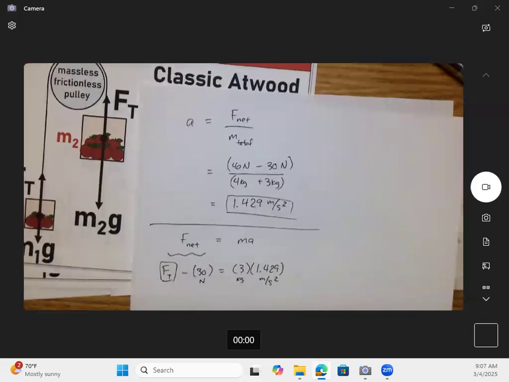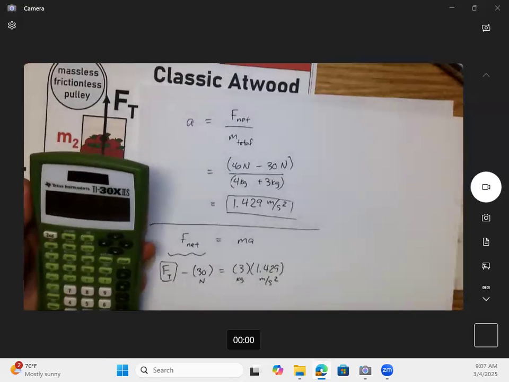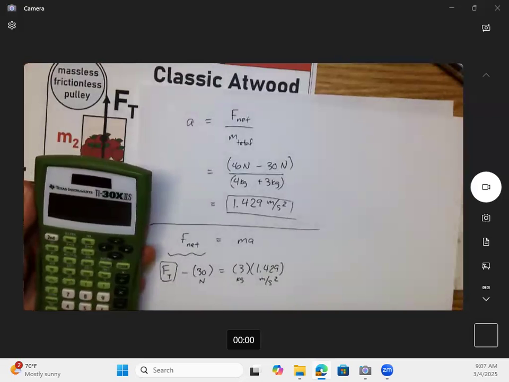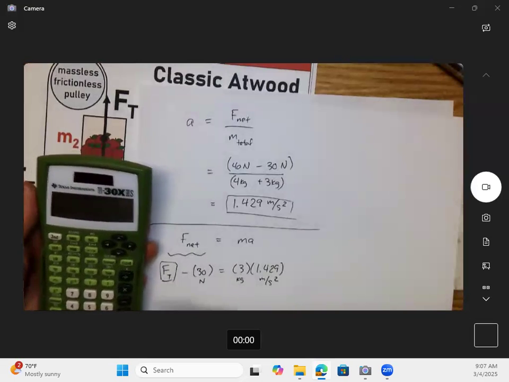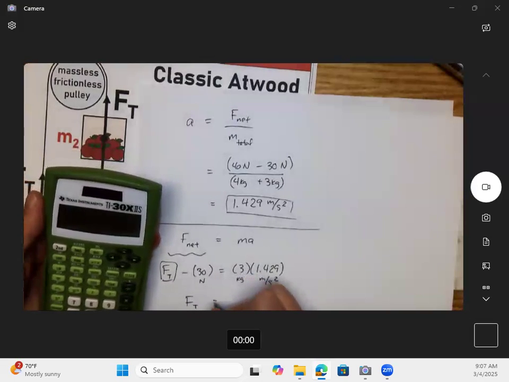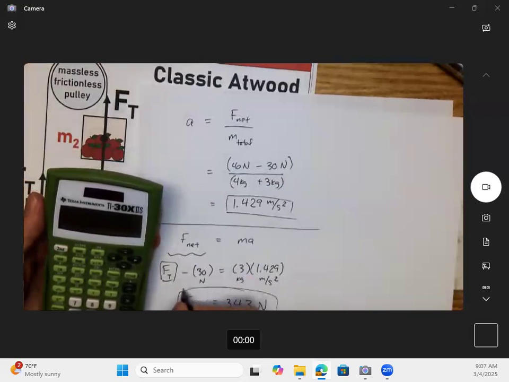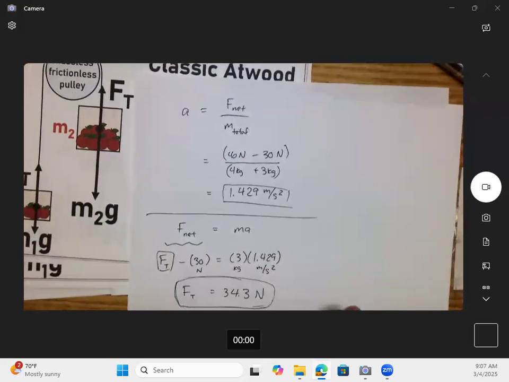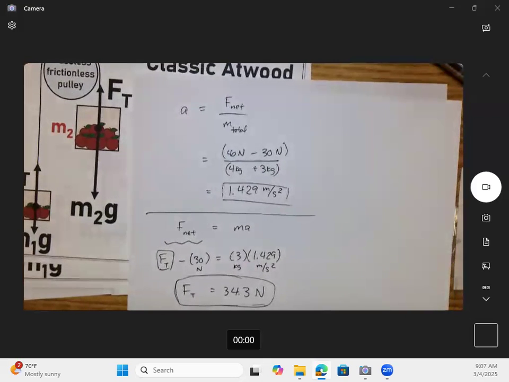Okay. So what is 3 times 1.429? And then add over the 30 newtons. I'm getting the tension force has to be 34.3 newtons. Oh yeah, remember how I said before I even did any math, I said I'm going to guess it's about 34 newtons, right? The midpoint's 35, it's usually a little less than that. There you go, it's right in there.